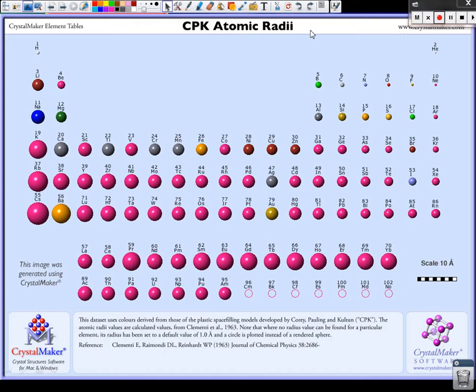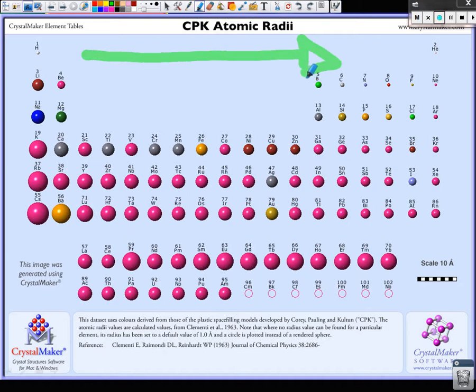Yes, that are chemically bonded. Where are the biggest atoms? So here's kind of what I want you to do on the slide. As we move to our right, what happens to the size?